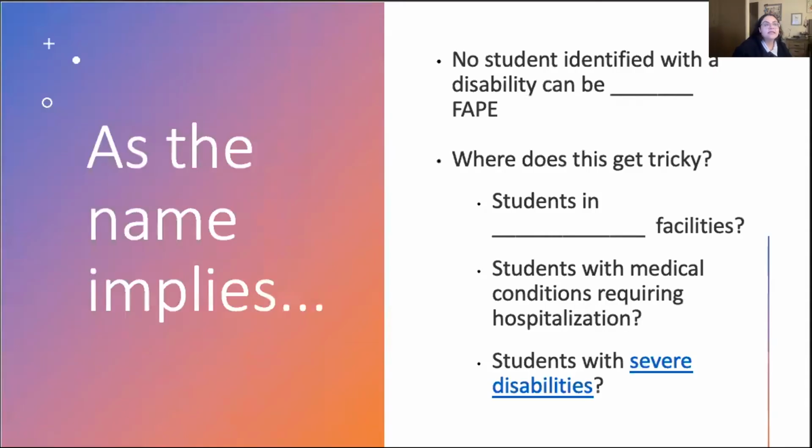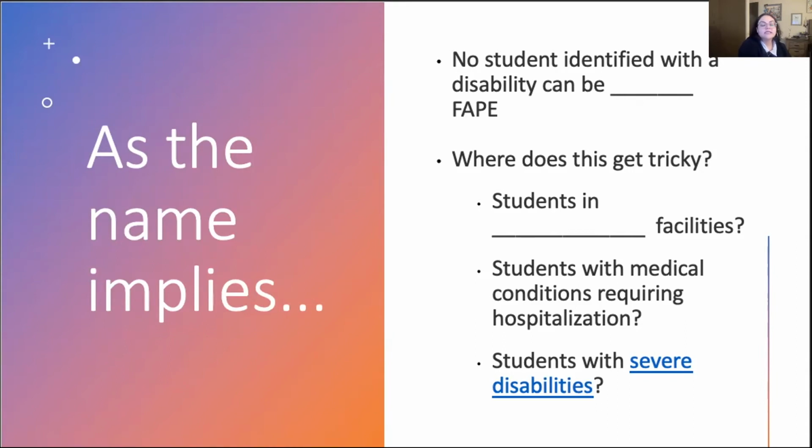So as the name implies, zero reject means that no student identified with a disability can be denied FAPE. This also means that no student who is suspected of having a disability can be denied testing for that disability. It gets a little complicated when we're looking at testing and who gives permission and who doesn't.